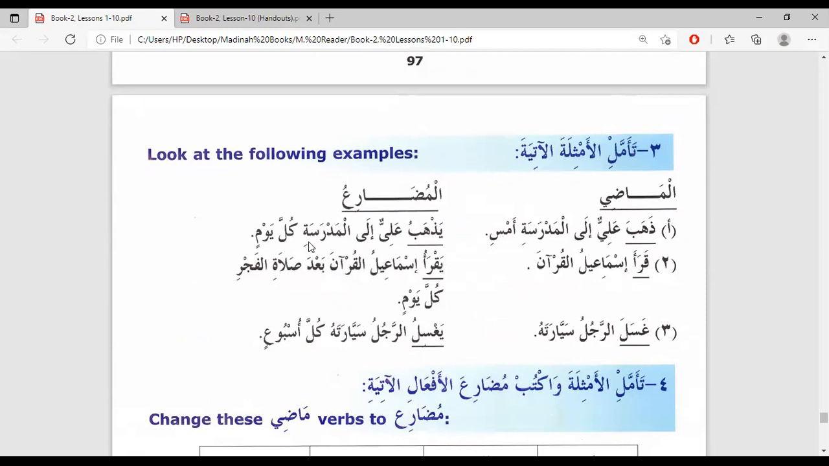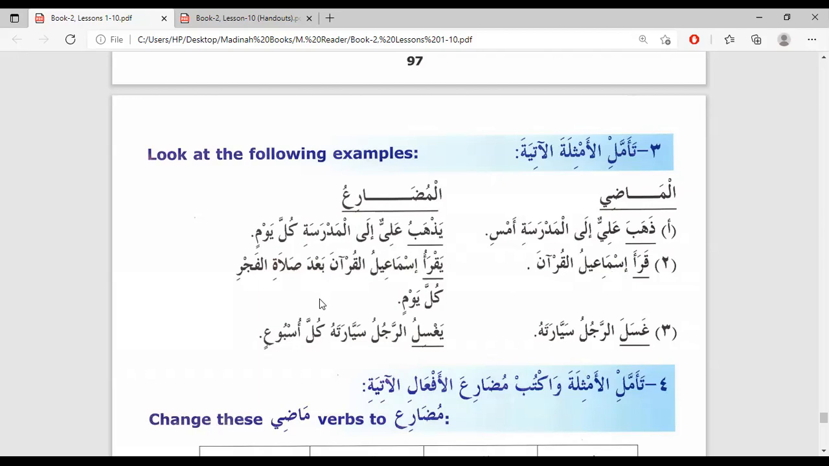يذهب علي إلى المدرسة كل يوم. So here the present is يذهب علي. Ali goes to the school every day. So ذهب, he went, and يذهب, he goes. Similarly, قرأ إسماعيل القرآن. Ismail recited the Quran. And يقرأ إسماعيل القرآن بعد صلاة الفجر كل يوم.